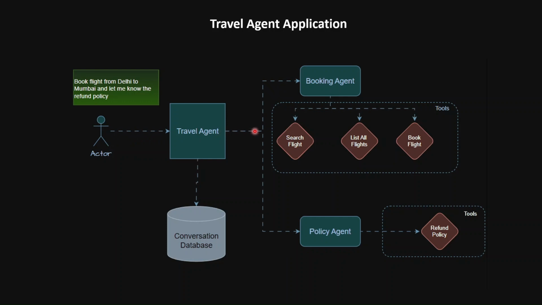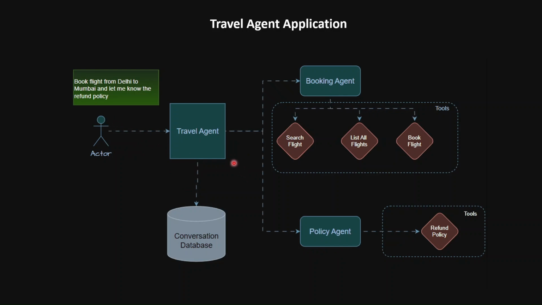Once the user provides the date of travel, it goes back to the booking agent, and the booking agent tries to find the relevant flight. After finding the flight, it may give a preview of the flights or directly book the flight. It depends on how the LLM behaves at that time. If the user asks to list down all the flights, then it can utilize the list all flights tool. After booking the flight, the travel agent transfers the request to the policy agent, and the policy agent looks for the refund policy as per the user's ask. Once it finds the policy, it returns the response back to the user.